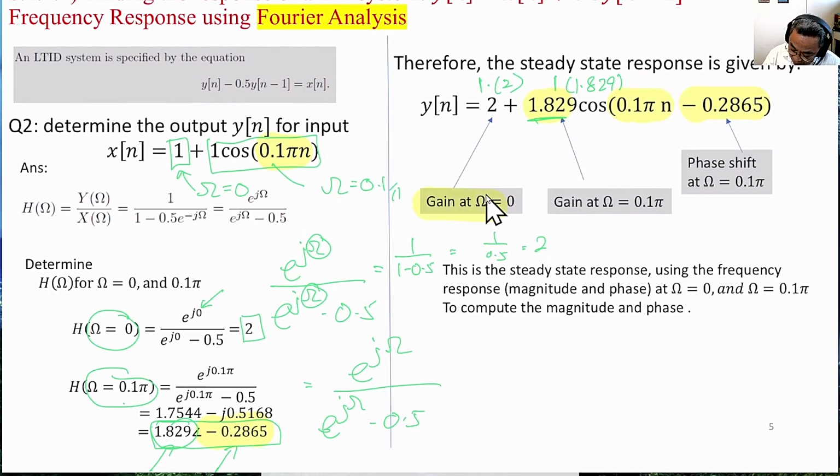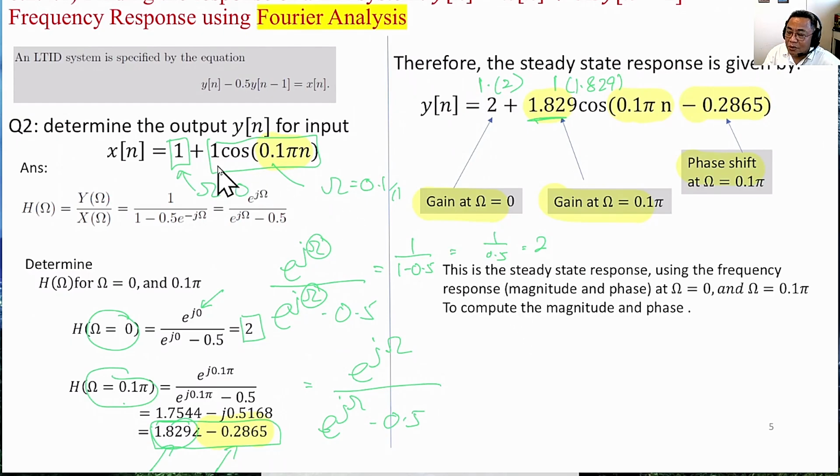So now I write for you all these important numbers. This is the gain. 2 is the gain at omega equals 0. 1.829 is the gain at this one. Notice that our input was 1 and 1. I'm just telling you this again: if I give you other values, then you must multiply with those original values. Anyway, this is the steady state response of y[n].